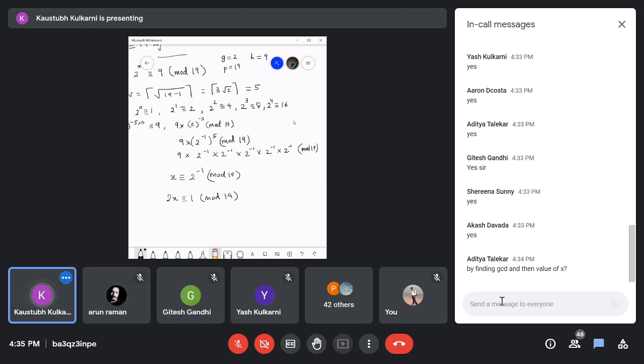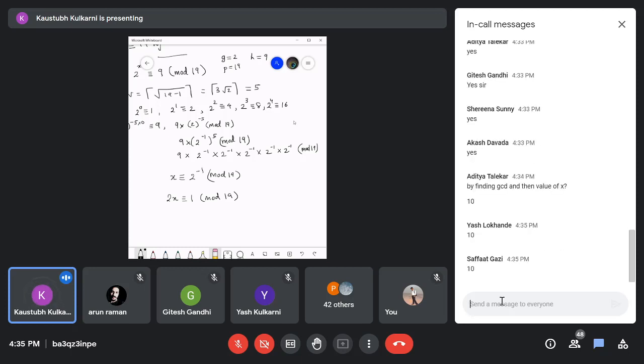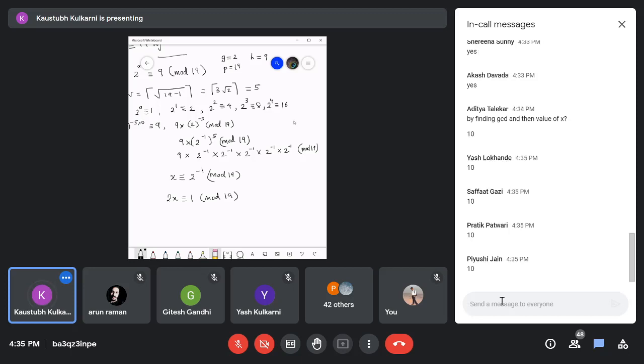Because this is just 2, can you just find the value without going through the algorithm in this case? Okay, one way is we can use the extended Euclidean algorithm and then we can find the value of x. 10. Yes, 10 is correct.